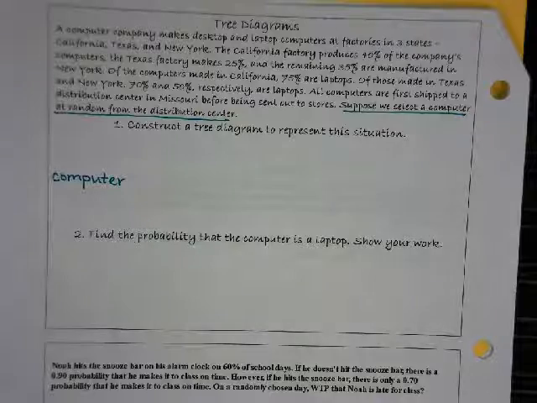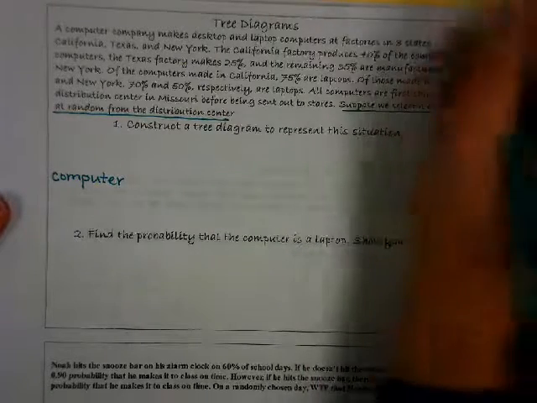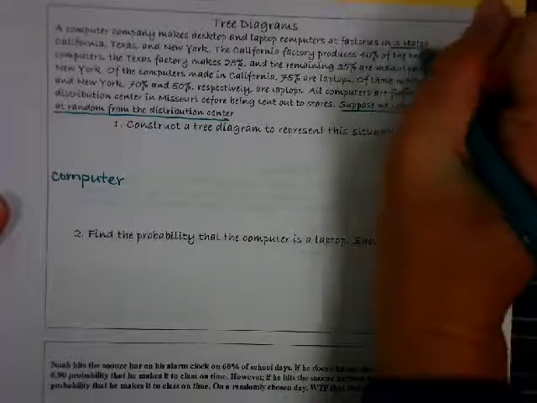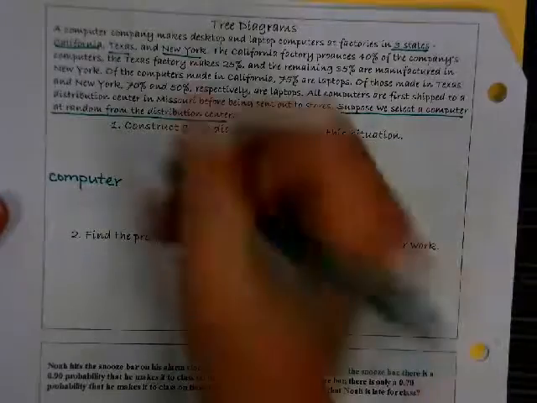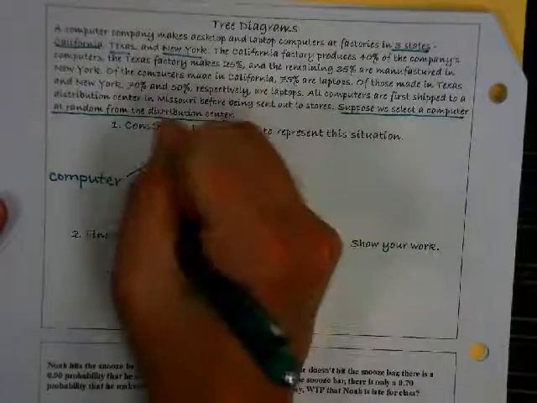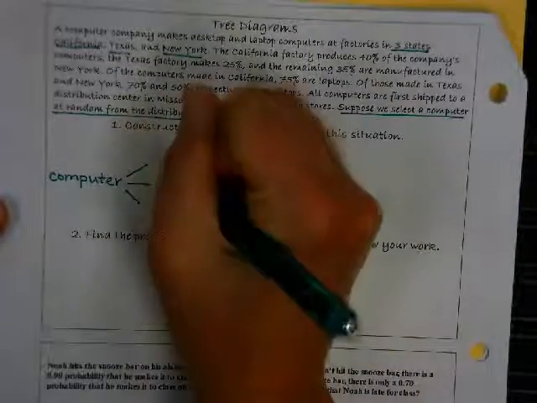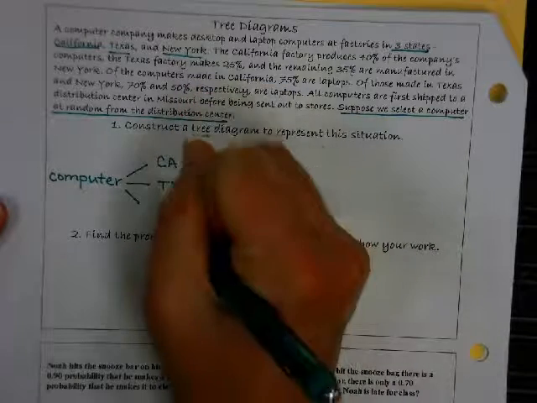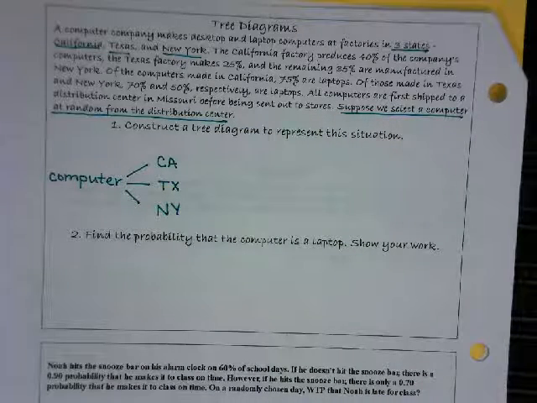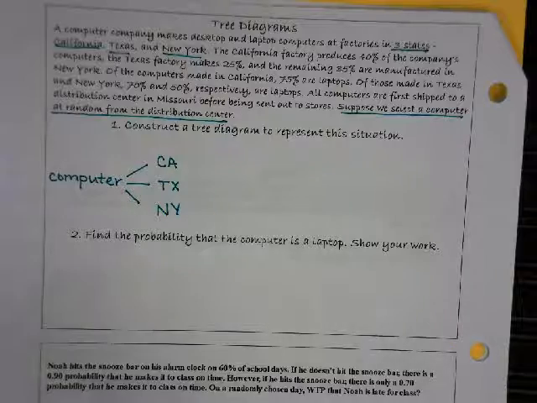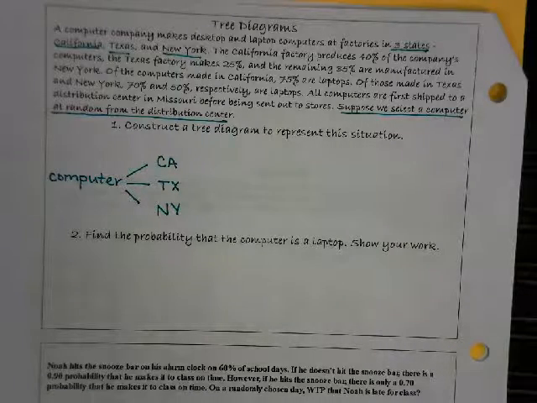It tells us that the computers are made at factories in 3 states, California, Texas, and New York. So from computer, I'm going to have 3 lines. And I'm going to California, Texas, New York. Now it does tell me in there what percent of the computers are manufactured in each of those states.